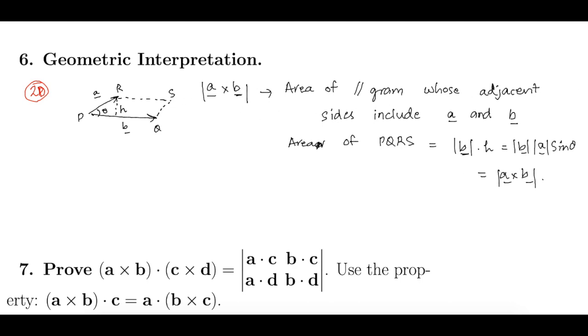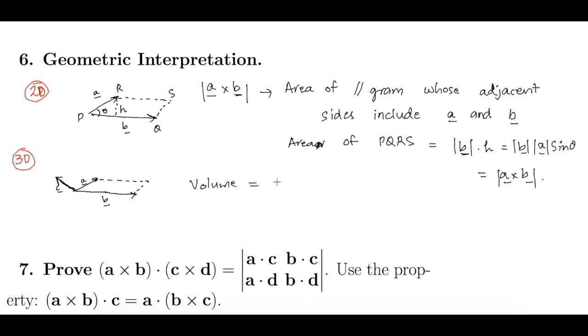Now we talk about the 3D story here. If we have a 3D story, then we have a parallelepiped. For example, this is my A, this is my B, and let's say this is my C here. So A, B, and C here. Now this is the parallelogram. We know the area, so what is the volume?